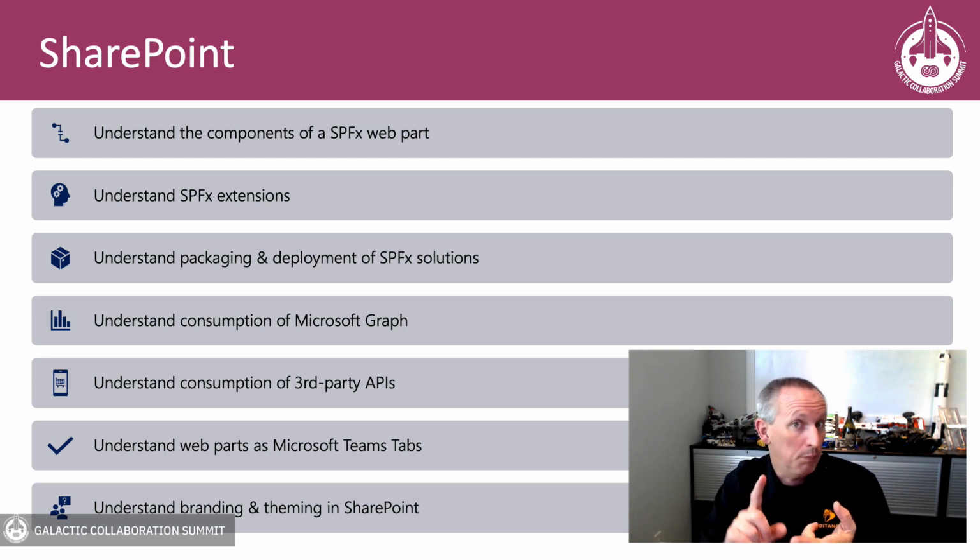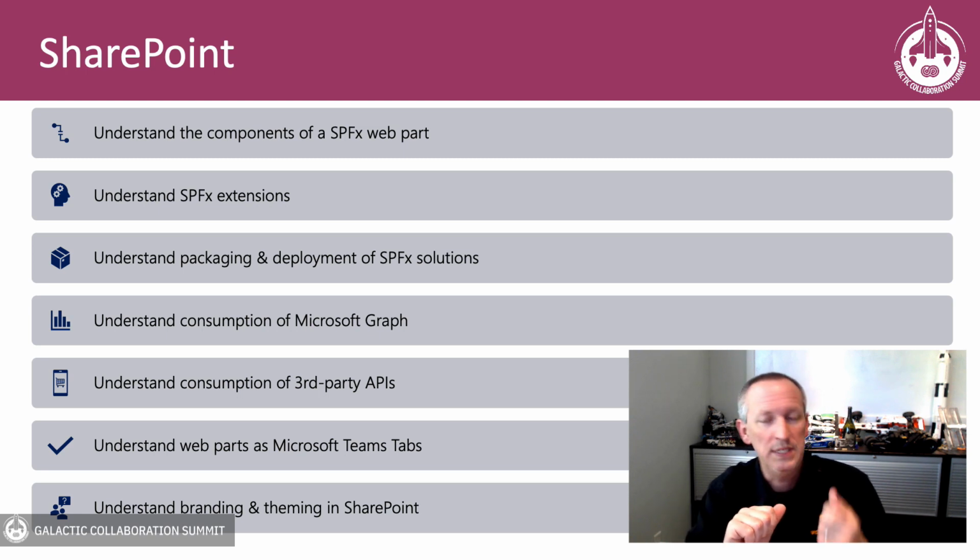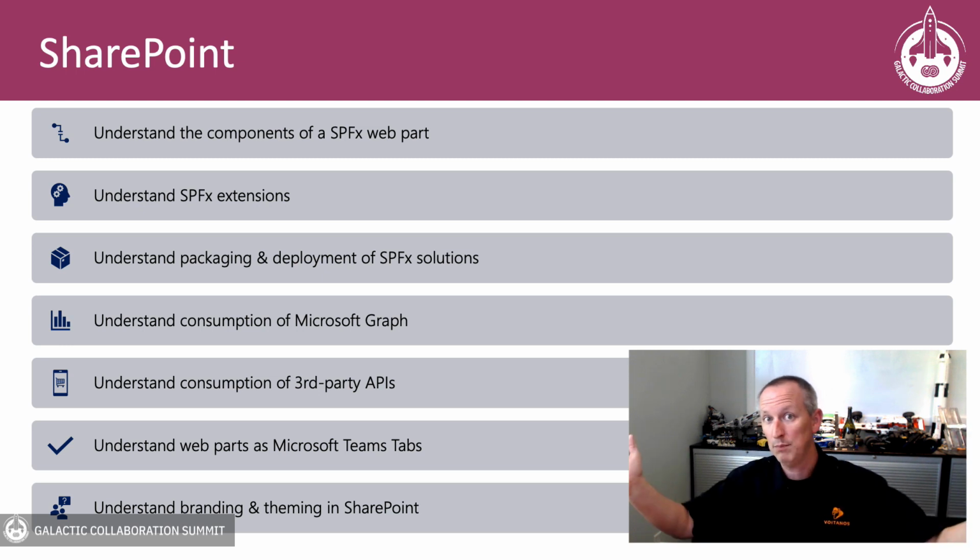You need to understand the deployment story, the build, the bundle, the package solution, the different flags between dev and production, the different deployment options. So tenant scoped and site collection scoped app catalogs. What does a tenant-wide deployment of an extension mean? Stuff like that. And then you need to know how to integrate data from external sources.